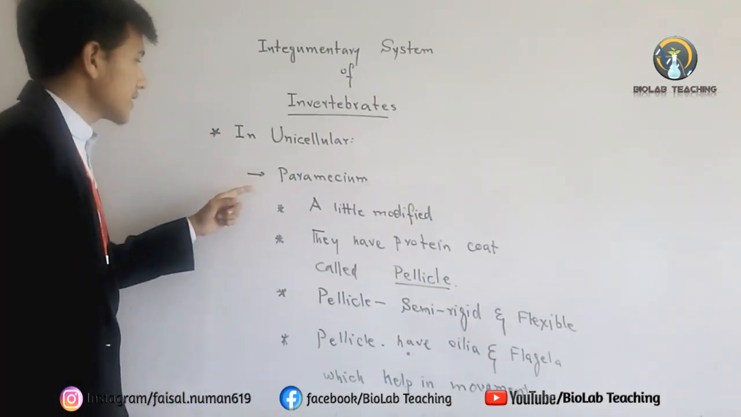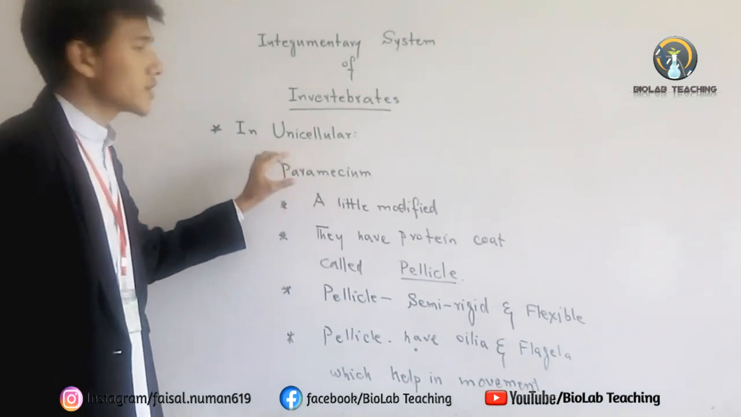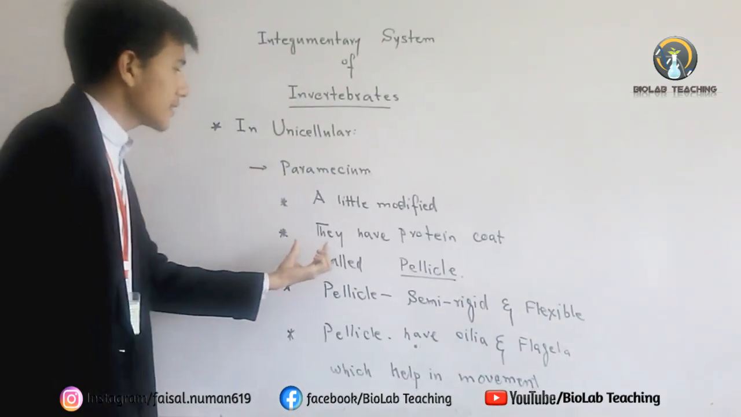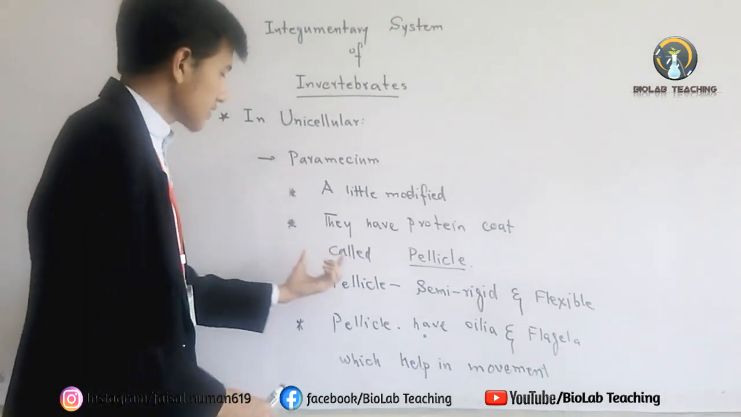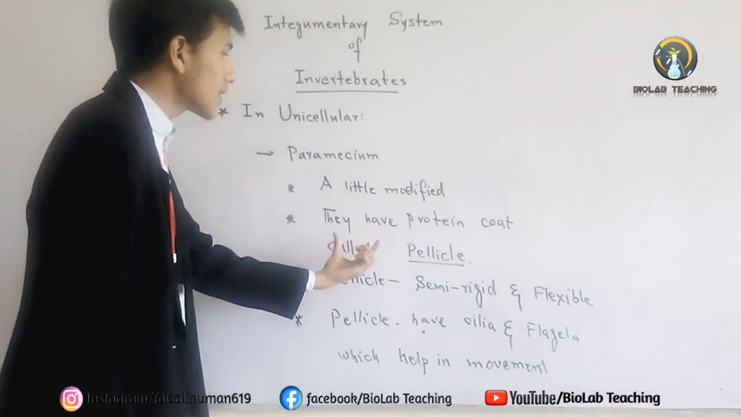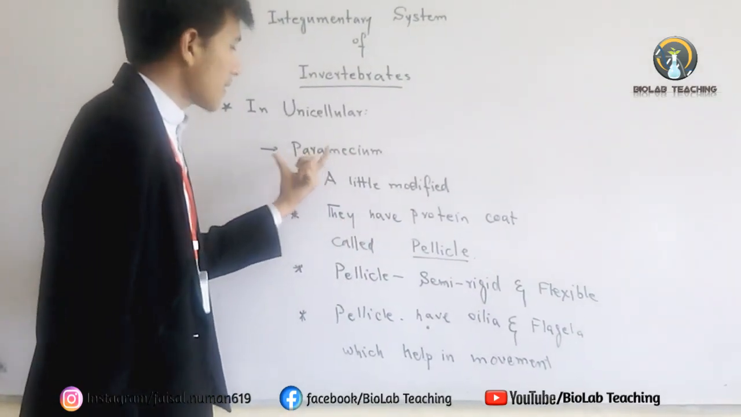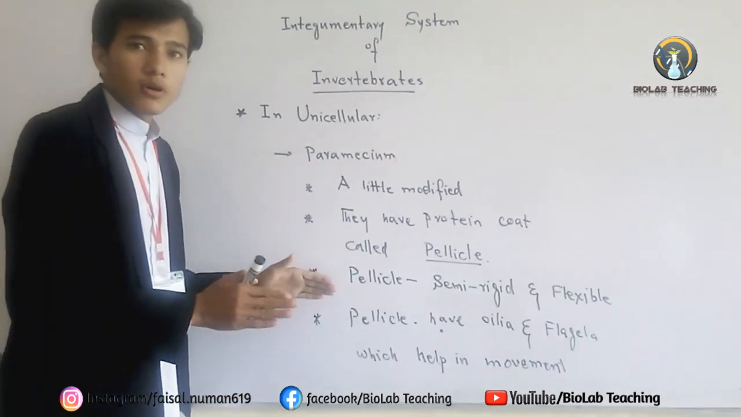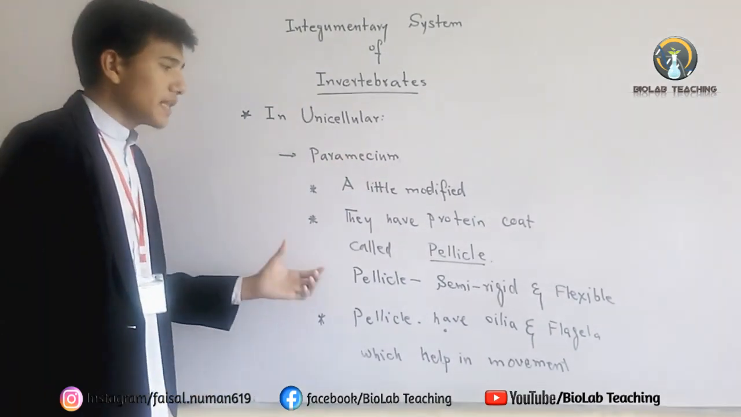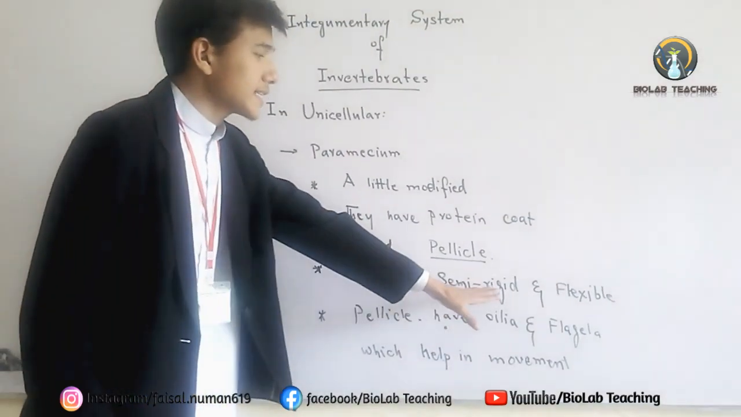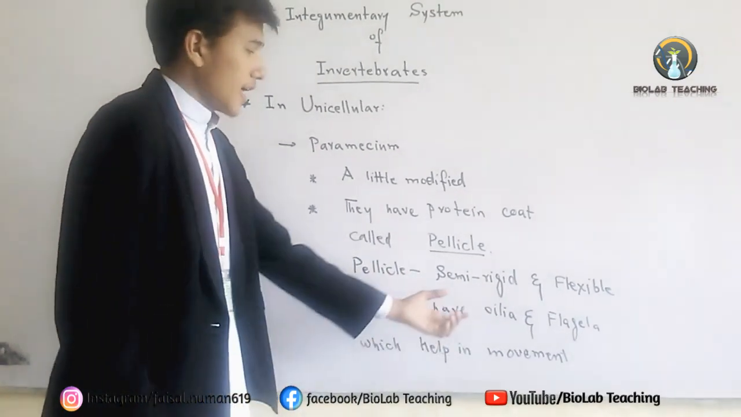In unicellular organisms, there is a species, Paramecium, which is a little modified from the other unicellular organisms. They have a protein coat present on their surface. It's called the pellicle. The pellicle is an extra protein covering in Paramecium, and it gives further protection. The pellicle is semi-rigid and flexible, not fully rigid.